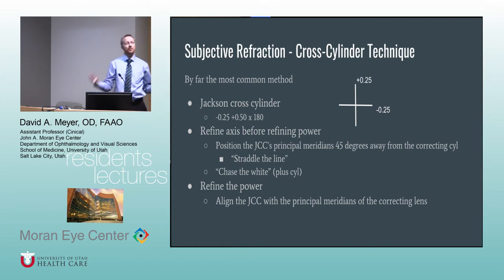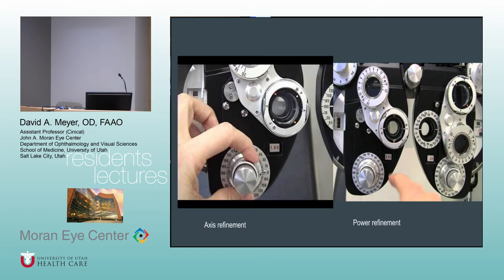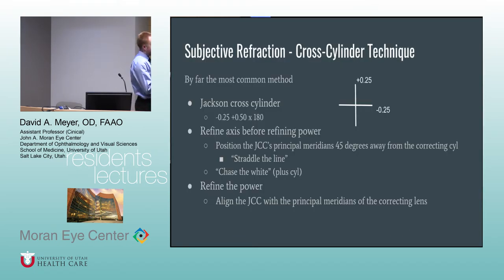This is by far the more common method, the Jackson cross cylinder. You guys know the Jackson cross cylinder, up there, that little guy right there. So that's what a Jackson cross cylinder basically is on most phoropters. There's a plus 0.25 there, minus 0.25 there.